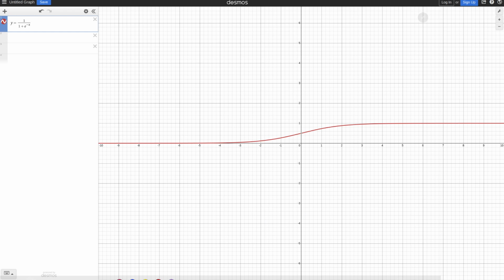Is the screen visible? So if you see it over here, I wrote this function, y is equal to 1 divided by 1 plus e to the power minus x, in the Desmos calculator. Now you can see this function from 0 to nearly 2. This value is going linearly, and then it is tapering off. So this is the tapering off effect.